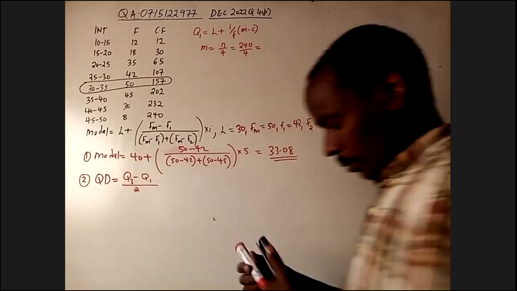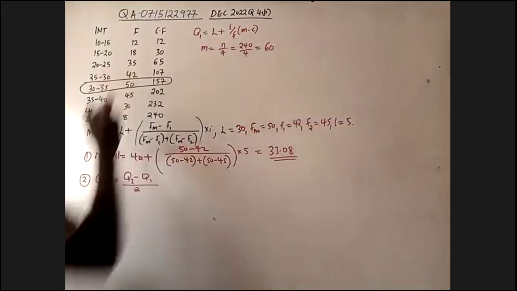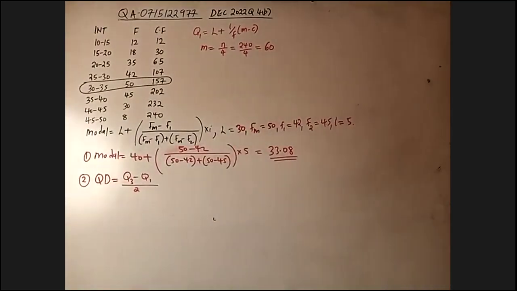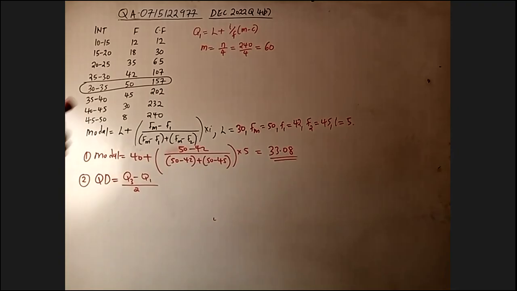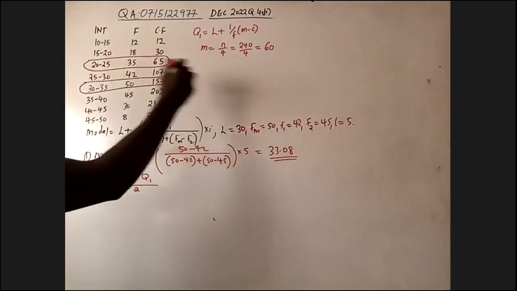Is it 60? So where does it lie? Between which interval? 20 to 25. Now, 20 to 25, try that point.